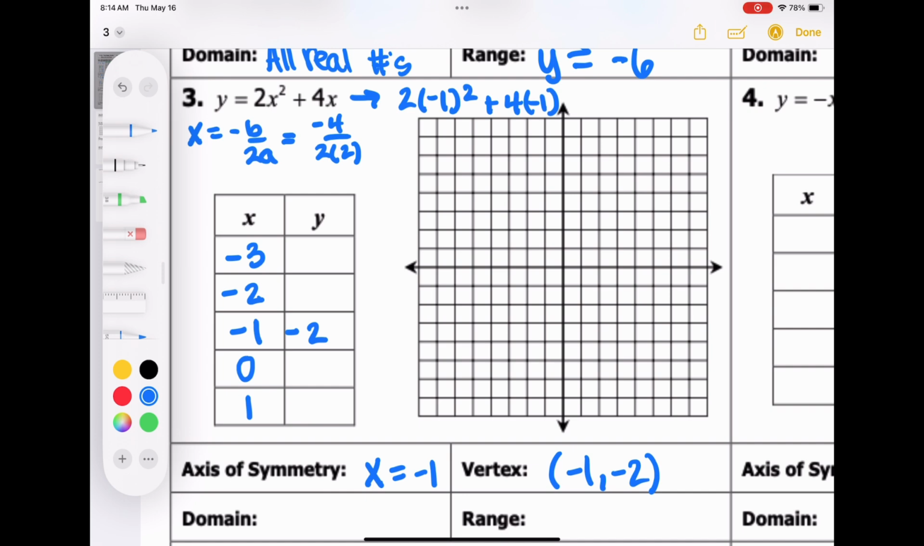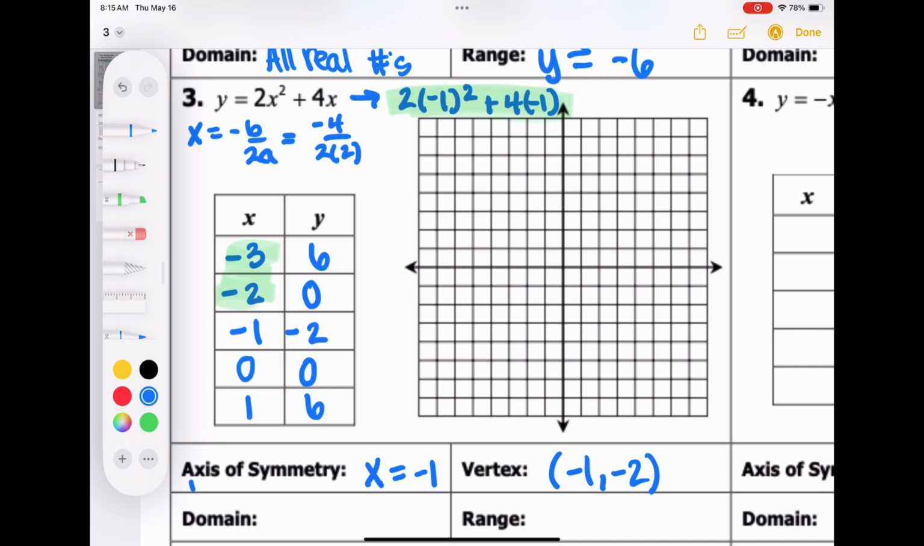So now, just like we did before, I'm going to take my x values and plug them into my equation, just like we just did up there with negative 1. So when I plug a negative 3 in, that's going to give me a positive 6. And then I'll also get that for 1 at the bottom. And then I'm going to plug a negative 2 in, which is going to give me 0.